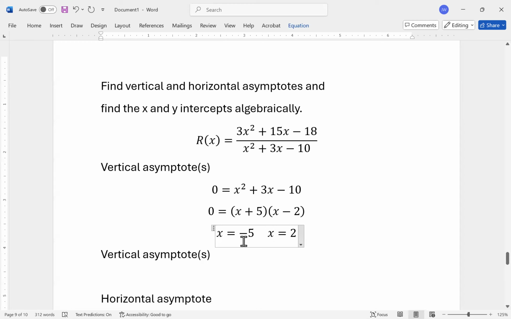Now, before I say these are vertical asymptotes, I better check and plug in -5 into the numerator. It turns out if you plug in -5 into the numerator, you do not get 0.